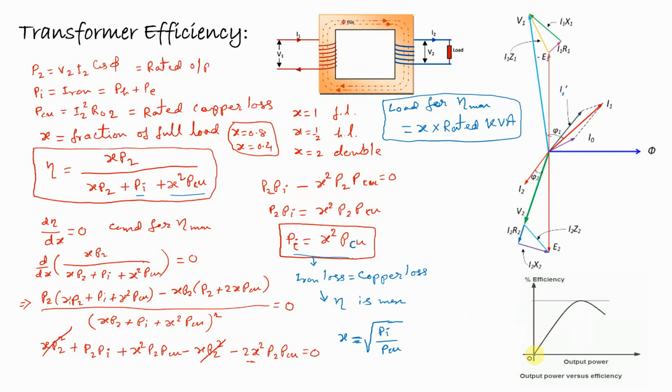As the output power is 0, efficiency will be 0. Output power is gradually increasing, the efficiency is also increasing. Here the efficiency will be maximum, and the maximum efficiency will occur when the iron loss is equal to the copper loss, and the corresponding value of x can also be calculated, which is the fraction of the full load. It may be anything, it may be 90%, 95%, 96%, anything.